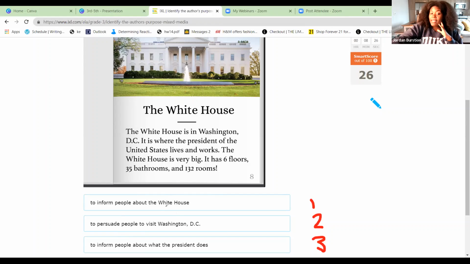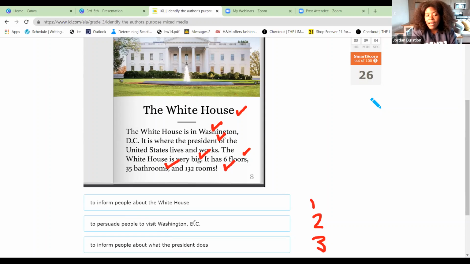All right. Now, the first option makes sense. It's titled The White House. It tells us where it is, who lives there, how big it is, how many floors it has, how many bathrooms it has, how many rooms it has. The second option says to persuade people to visit Washington, D.C. Now, visiting the White House is a pretty cool reason to go to Washington, D.C., but the author doesn't give us very many reasons about why you'd want to visit the city.